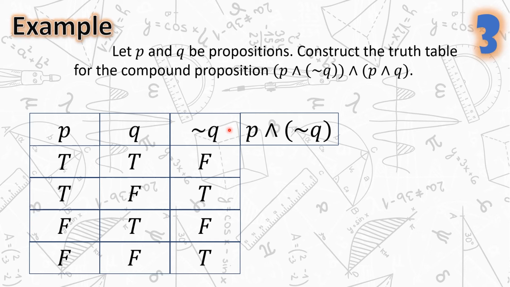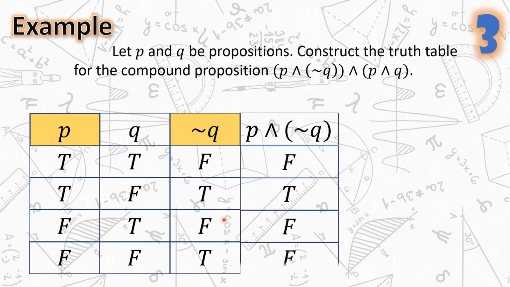So let us focus our attention at column P and column not Q. For the conjunction to be true, both P and not Q must be true. So we have false, true, false, false. Next, let us have the conjunction P and Q.